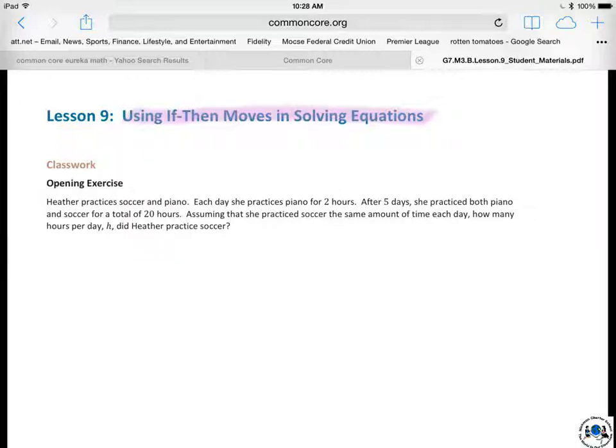Well, let me read it to you first. Heather practices soccer and piano. Each day she practices piano for 2 hours. After 5 days, she practiced both piano and soccer for a total of 20 hours. Assuming that she practiced soccer the same amount of time each day, how many hours per day, H, did Heather practice soccer? And I know some of you are going, duh.